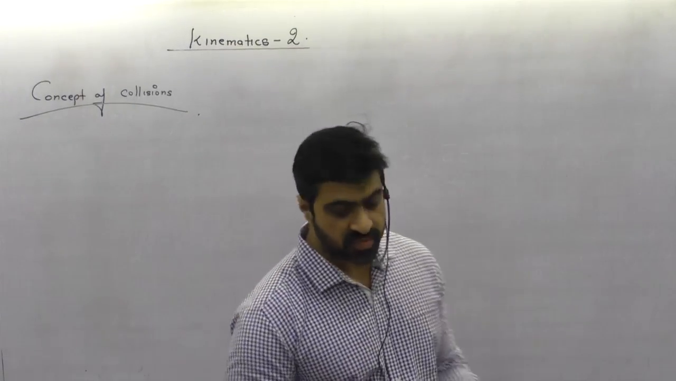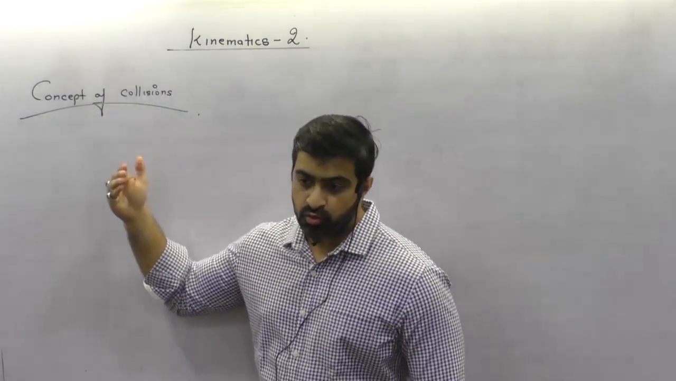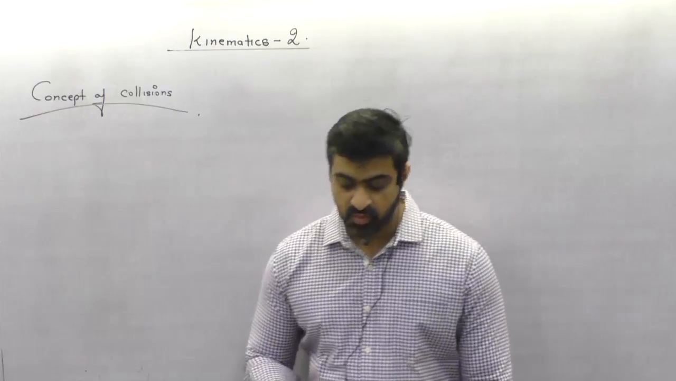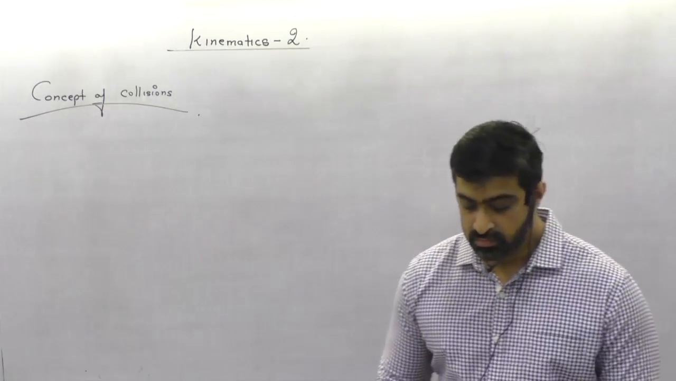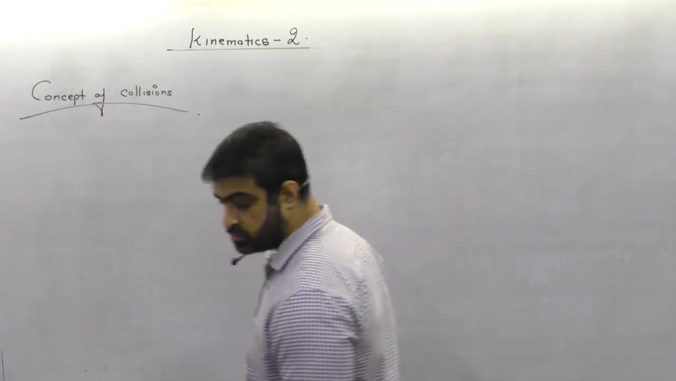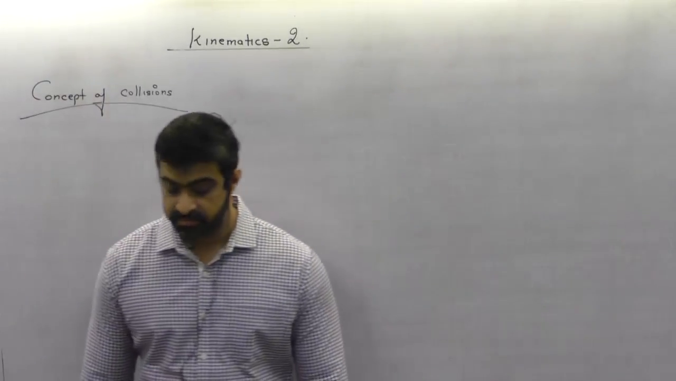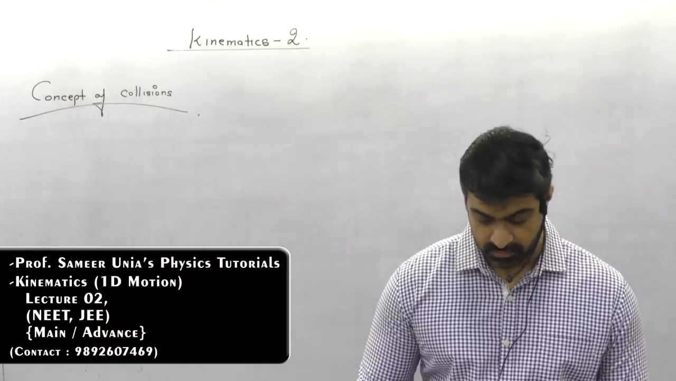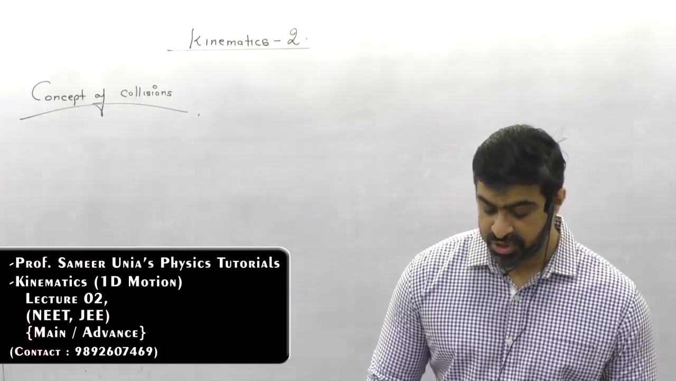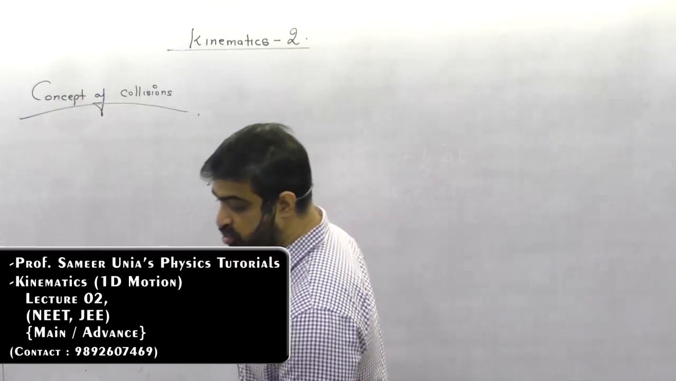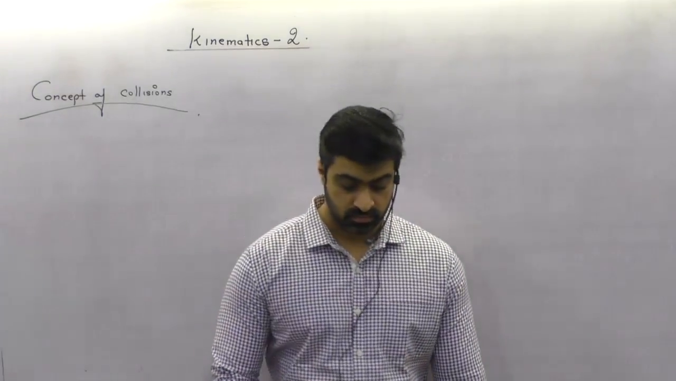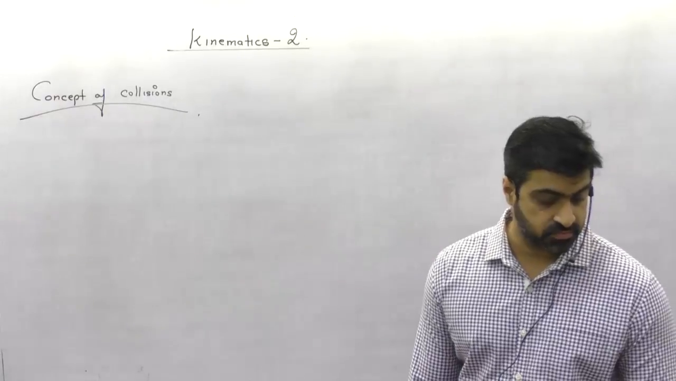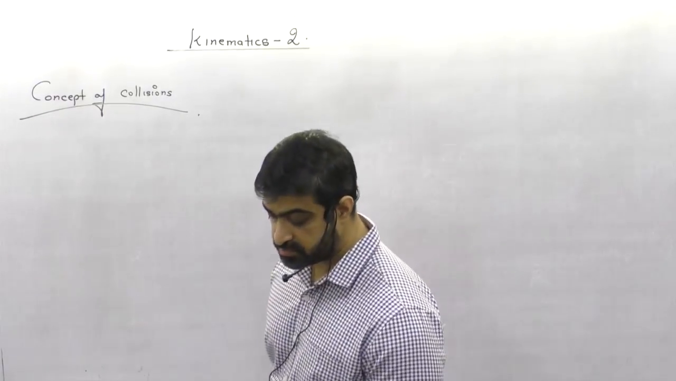We are doing a new concept, that is the concept of collisions or meeting. When two particles collide or meet, there are some rules. We'll write the rules first. Rule number one: if two bodies meet, it means they are in the same position and at the same time.